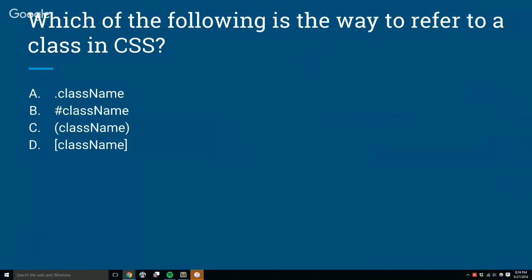B is for ID. Anything that has an HTML ID attribute of class name will be invoked and given a style with that. C is just silly. If you chose C, please watch the video again. D is also silly. This is actually how you refer to a collection of variables, an array, or a dictionary. It's complicated. This is another thing in JavaScript. It can mean something else, and this can mean passing in an argument to a function in JavaScript, possibly.